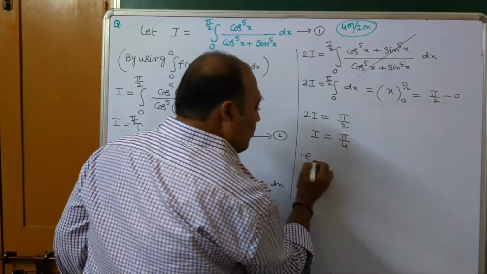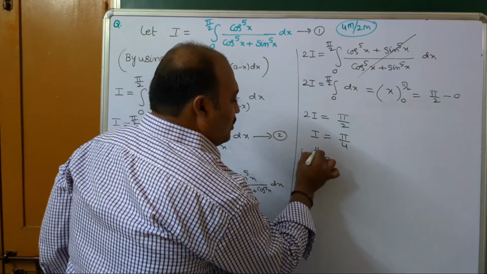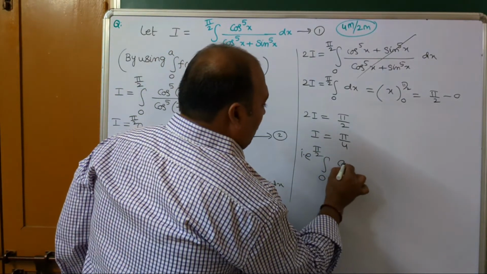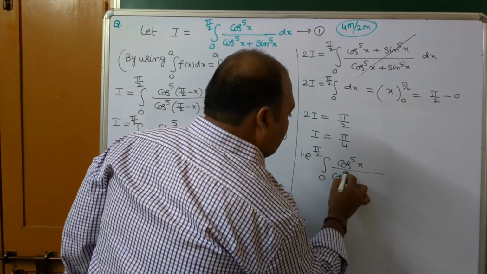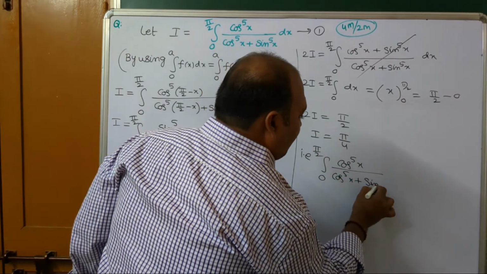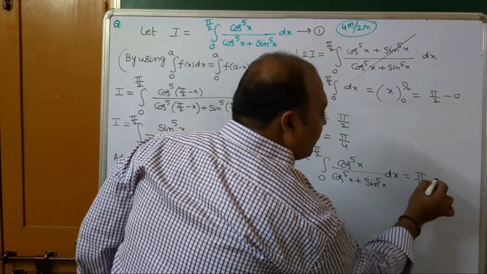That is, what is I here? Integral 0 to pi by 2 of cos power 5x by cos power 5x plus sin power 5x into dx is equal to pi by 4.